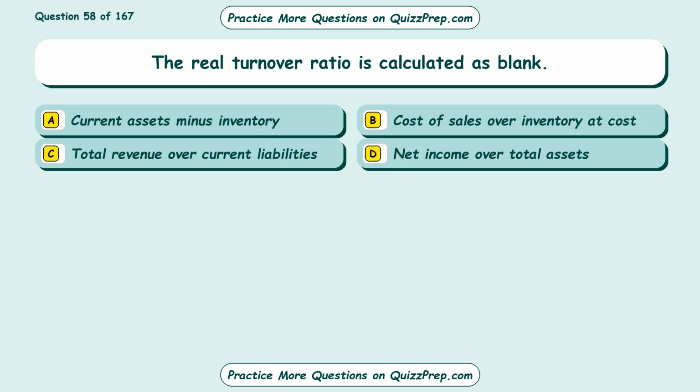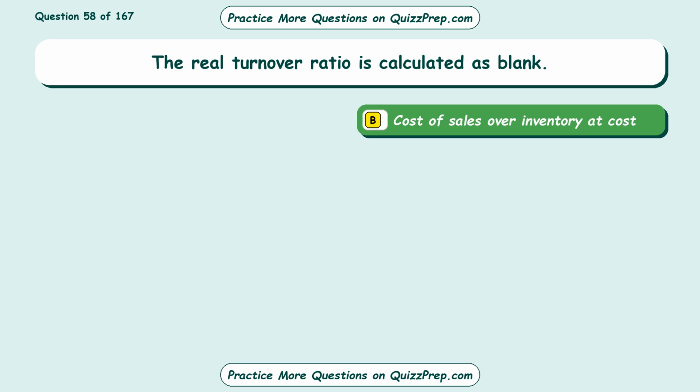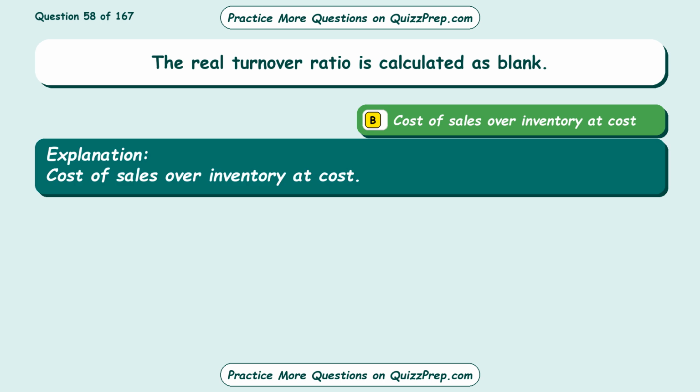Question 58. The inventory turnover ratio is calculated as blank. Option A. Current assets minus inventory. Option B. Cost of sales over inventory at cost. Option C. Total revenue over current liabilities. Option D. Net income over total assets. The correct answer is option B. Cost of sales over inventory at cost.